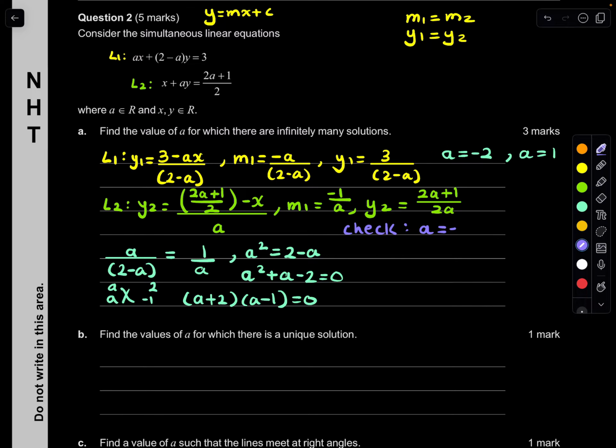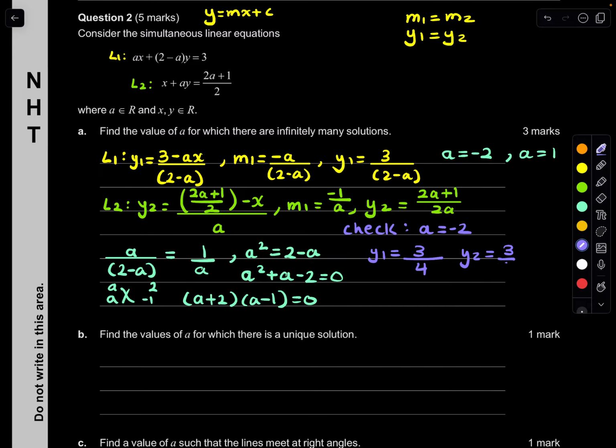A equals negative 2. So let's sub a equals negative 2 into the y values. If I sub a equals negative 2 into them, they should have the same y value. If they have the same y value, then there are infinitely many solutions. That's great. So let's do that. Subbing it into y1, y1 will give me 3 over 4. And y2 equals negative 3 over negative 4, which is 3 on 4.